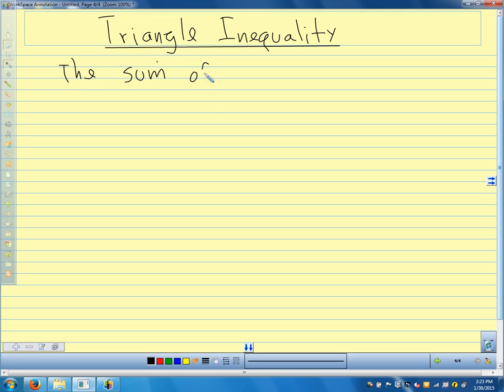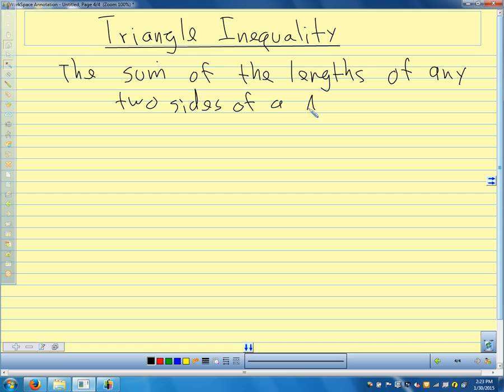The sum of the lengths, and when I say sum, what are we talking about when I say sum? All of them added together. We're adding. Sum means add. The sum of the lengths of any two sides of a triangle is greater than the length of the third side.